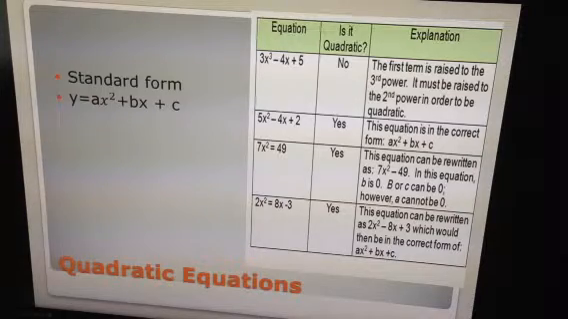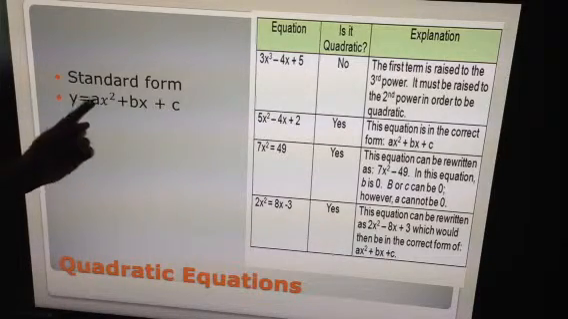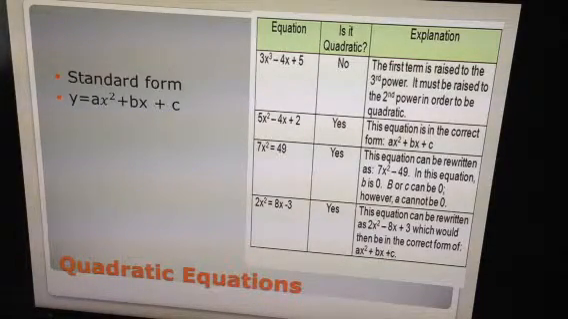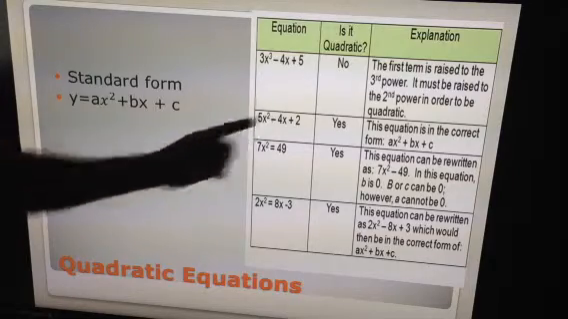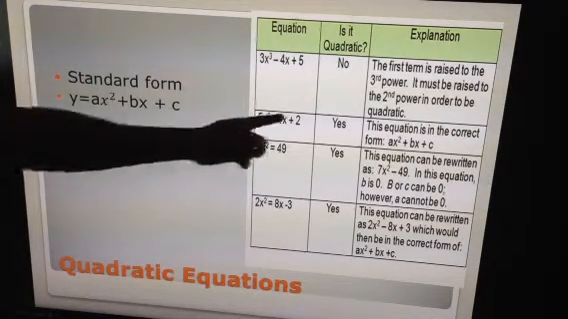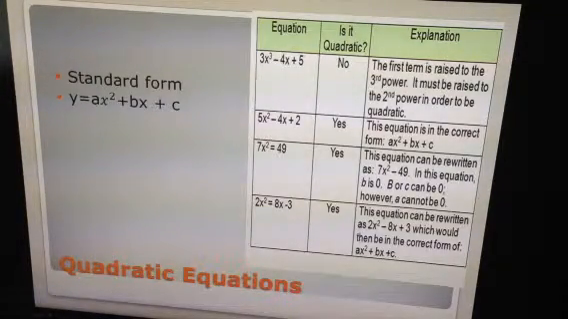Our second example is both a quadratic equation and it's written in standard form, where ax squared is represented by 5x squared, bx is represented by negative 4x, and c is represented by 2.